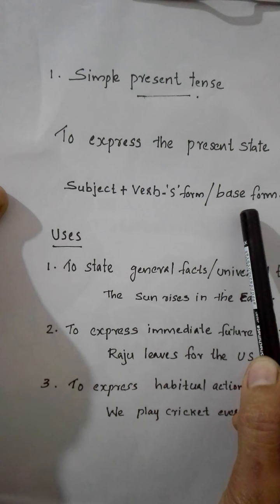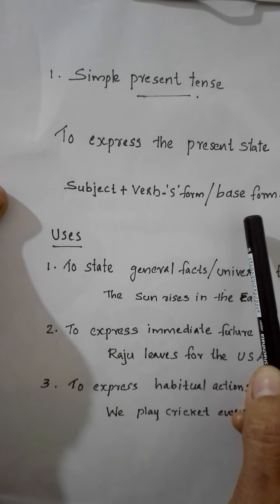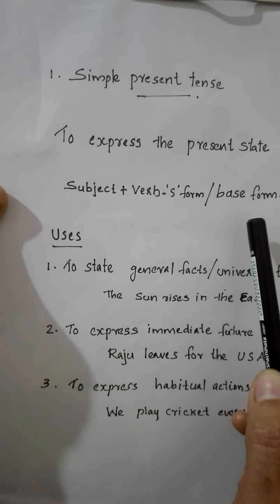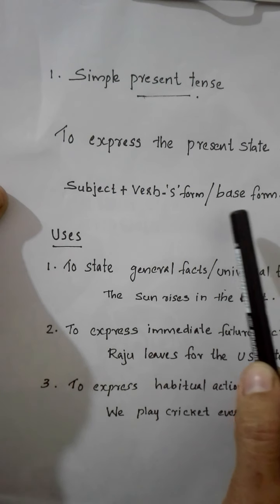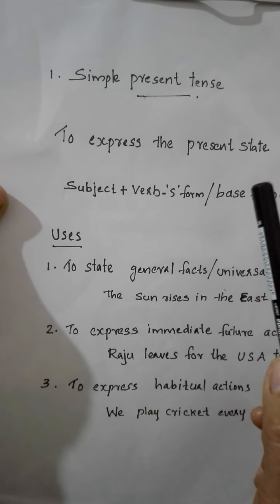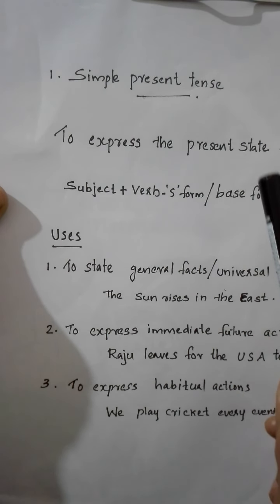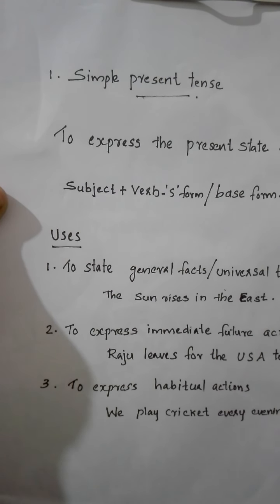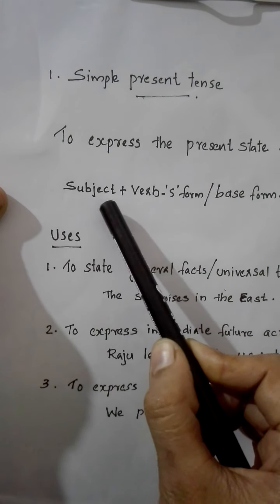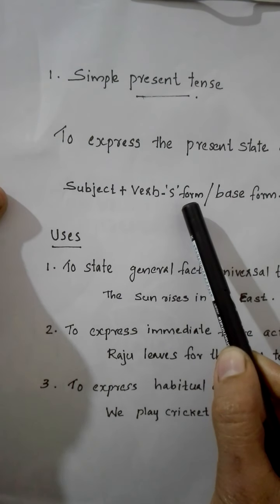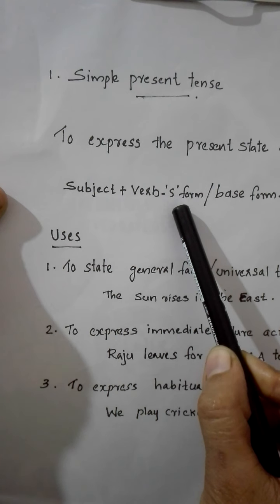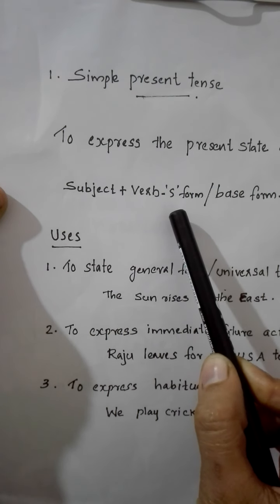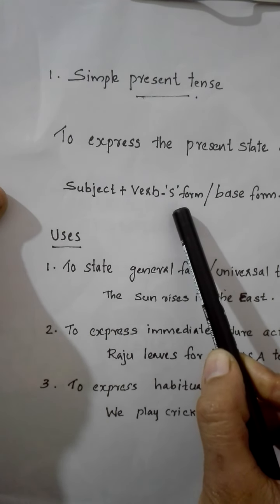Verb's different forms, I told you in the previous class itself when we discussed the past tense, right? So you are familiar with the different forms of verb. So here, in this simple present tense, we have to use verb's S form, otherwise base form. When we use verb's S form or base form, if the subject is singular, we should use the S form of the verb.